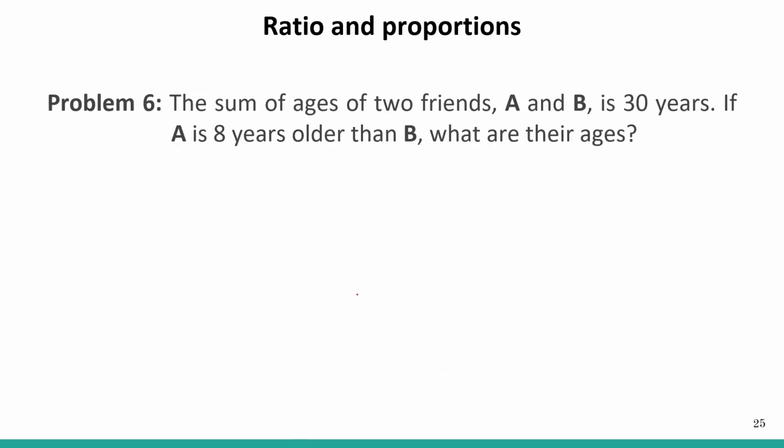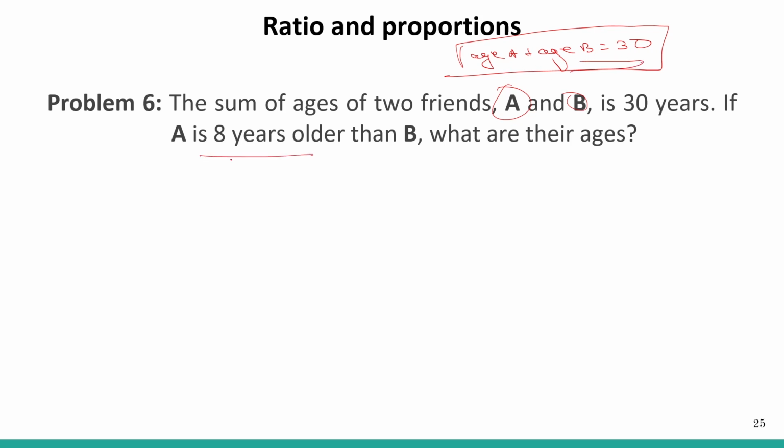So let's see problem number 6. The sum of ages of two friends, A and B, is 30 years. If A is 8 years older than B, what are their ages? So what we have here is the sum of ages of two friends, A and B. Age of A plus age of B is equal to 30.